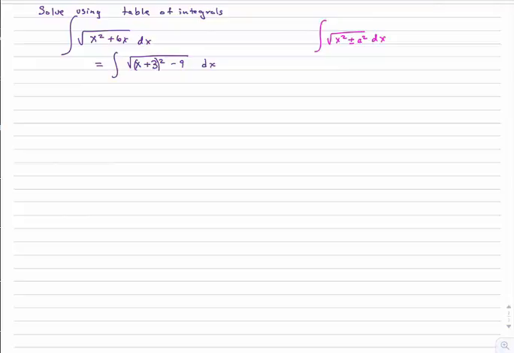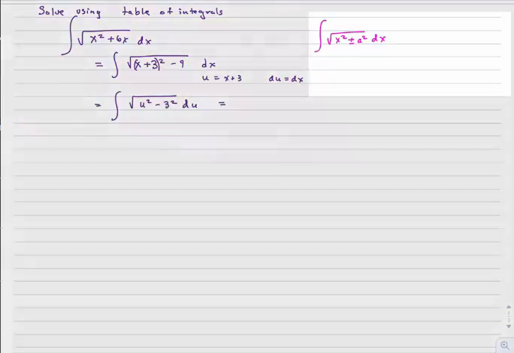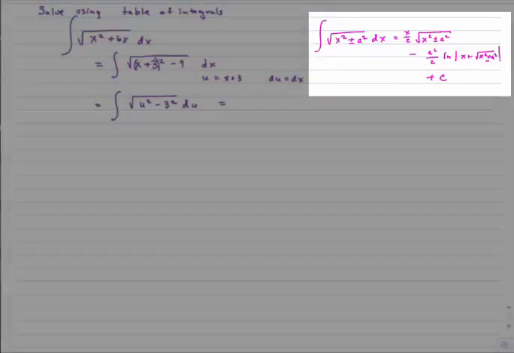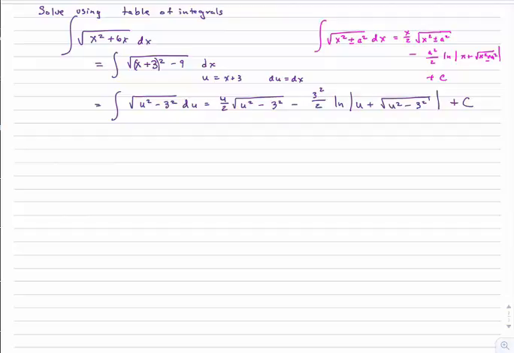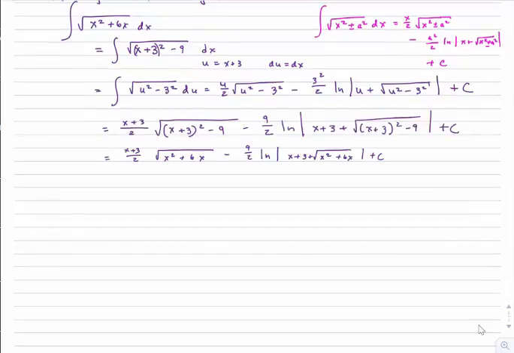Now I'll need to do a u sub, and I've rewritten 9 as 3 squared so it matches my a that's in the table of integrals. Well, I never told you what this equals, and there it is. So if I go ahead and use that, and now if I go back and put my x back in, if we go ahead and multiply the (x plus 3) squared minus 9, then we get back to our x squared plus 6, and this will be our final answer.